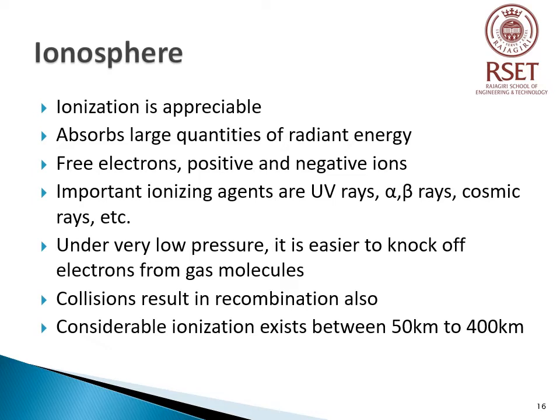Under very low pressure, it is possible to knock off one or two electrons out of a gas molecule. Thus, in the high atmosphere, conditions for ionization are very much favorable, as pressure is low and the sun is constantly radiating UV rays. The ions, electrons and atoms in a gas are constantly in motion, so frequent collisions occur, resulting in recombination as well. In the lower part of Earth's atmosphere, collisions are very frequent and hence air molecules do not remain ionized for a longer time.